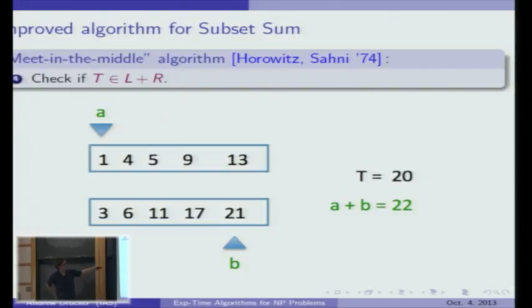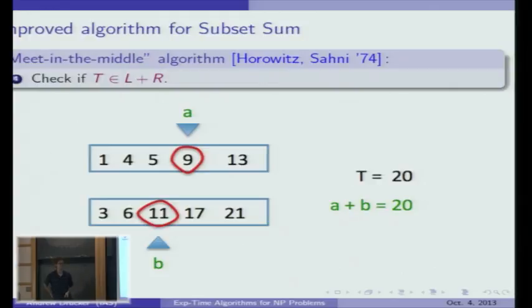You can start with the pointers as follows. Currently, the candidate solution is too large. 22 is too big. So in this case, we're going to move B to the left. All right, now the candidate solution is too small, so we'll move A to the right. Too large, so we'll move B to the left. Too small, just right, and we found a solution.